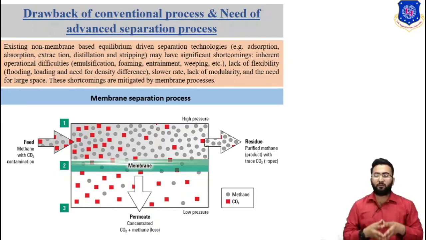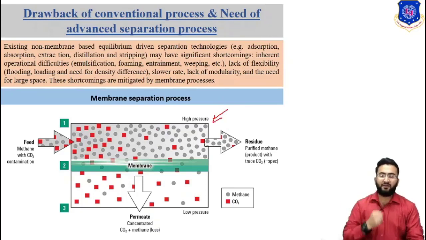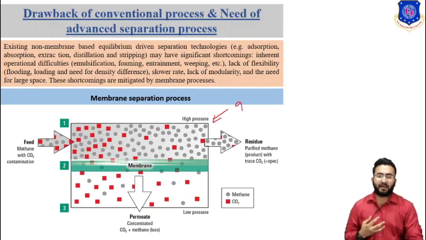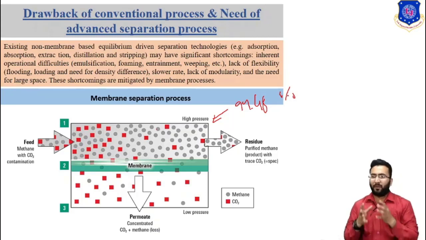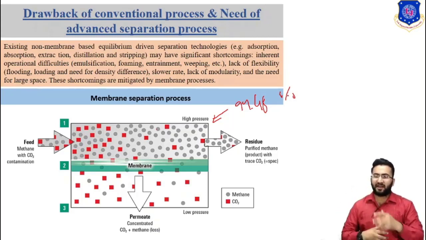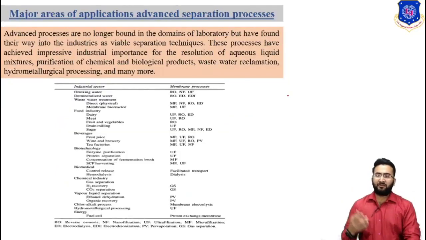If we want to get pure ethanol, we have to use the membrane separation process, or we can also use the pervaporation technique combined with distillation, where we can get 99.98% pure ethanol. So this is all about the membrane separation process, or we can say the drawbacks of conventional processes and the need for advanced separation processes. Now let's discuss the major areas of application of advanced separation processes.